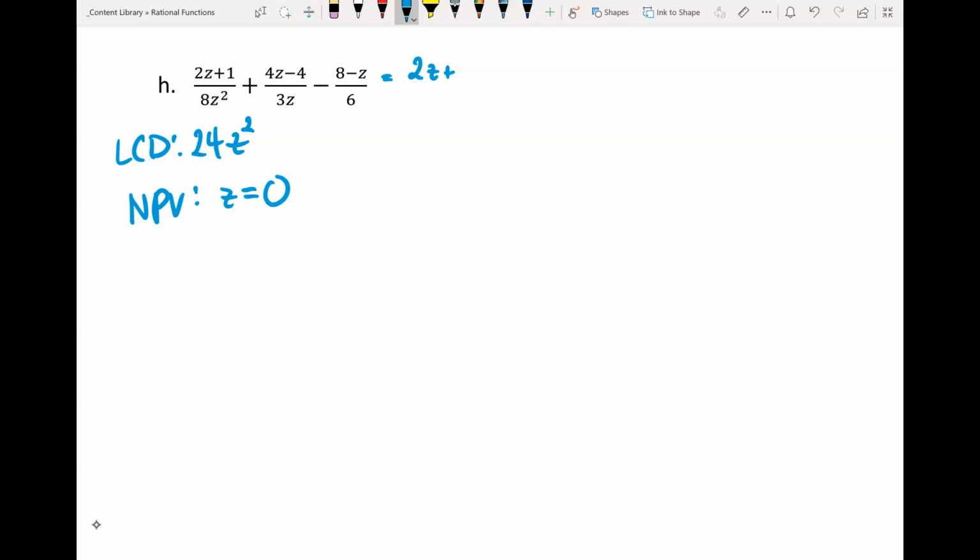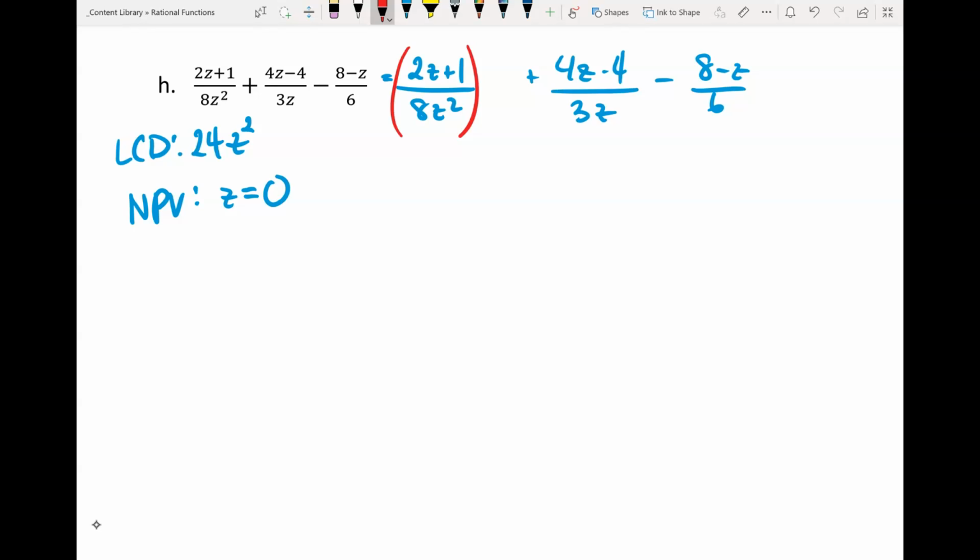Now I'm going to rewrite our fraction, our rational. And then we're going to figure out what we're going to multiply each rational by to get the LCD in there. Okay, for our first rational, I'm going to multiply this by just 3 top and bottom because we already have the z squared in the bottom. For our next rational, I'm going to multiply this by 8z top and bottom. So we can get the z squared and we can get the 24. And then lastly, I'm going to multiply our last rational by 4z squared.